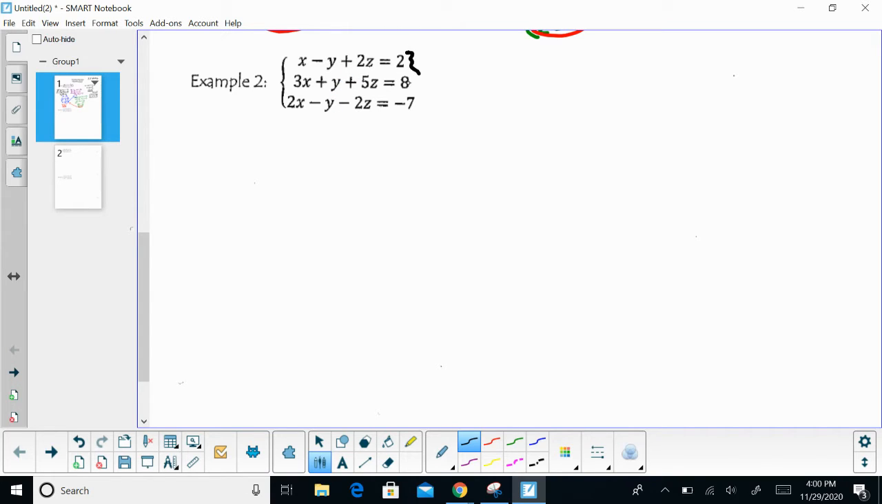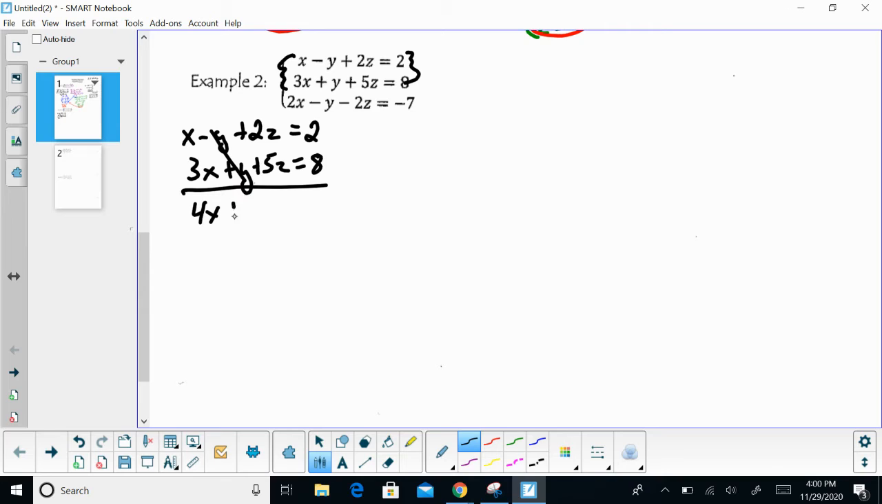So if I take first two equations, my y already has an opposite coefficient, so I'm just going to rewrite those equations. And do my elimination. X plus 3x would be 4x. My y's cancel. 5 plus 2, 7z equals 10.